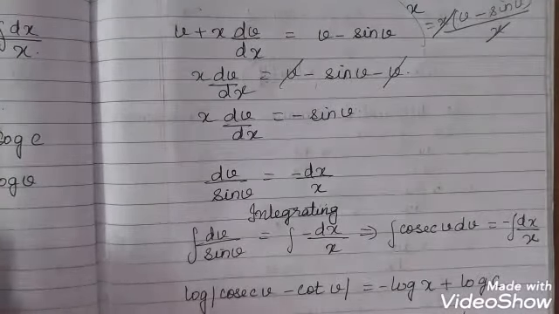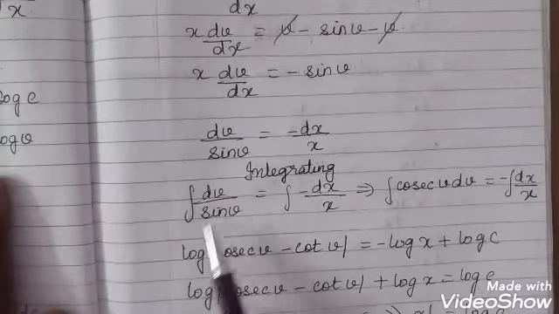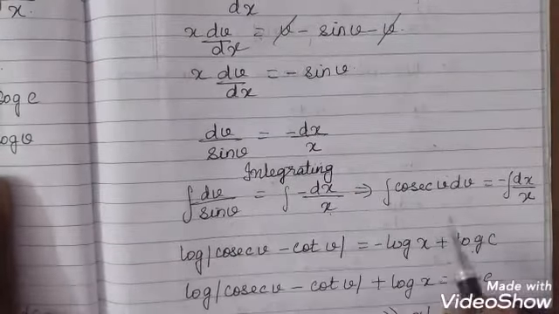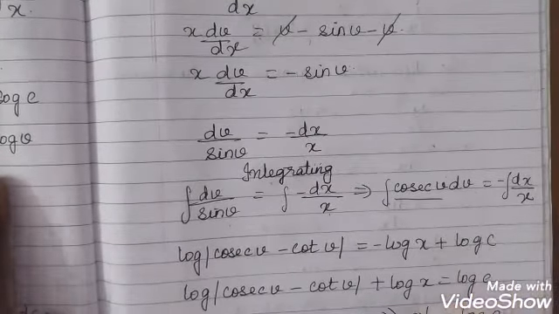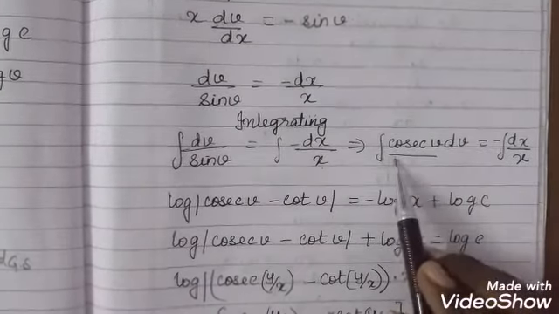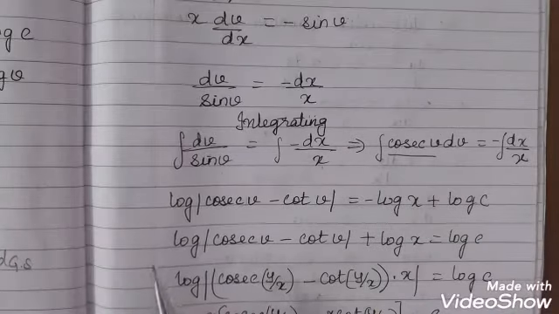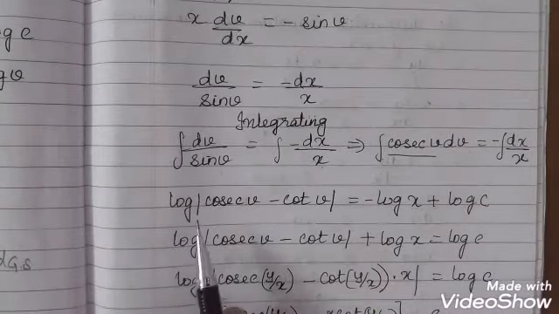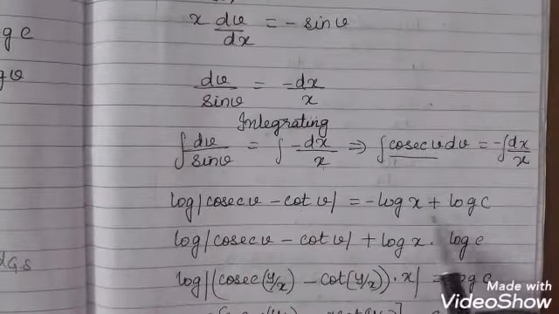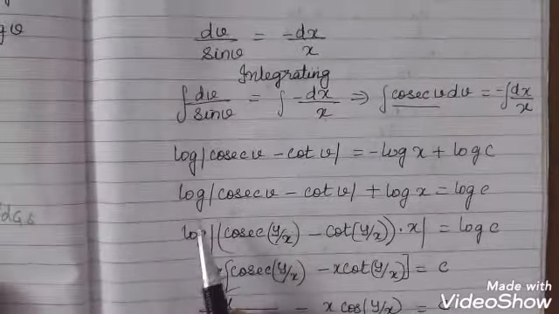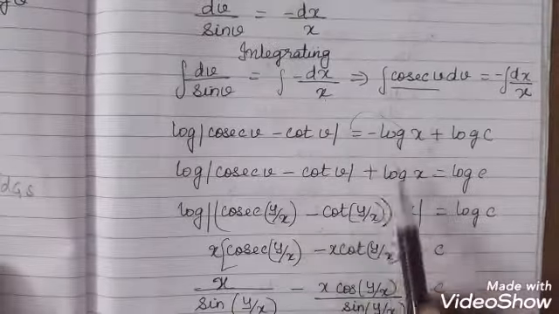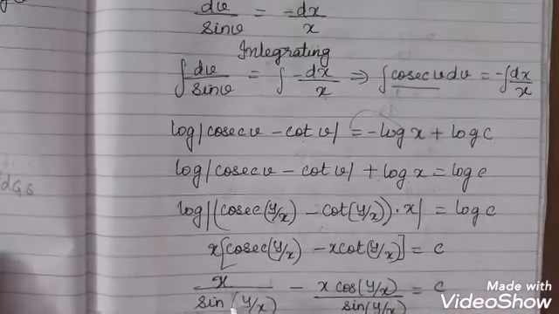Now we'll just integrate it. When I integrate it, what will I get? Integral of dv divided by sine v is equal to minus dx by x. What is 1 by sine? I can write it as integral of cosecant v dv, which is equal to integral of minus dx by x. Now what is the integral of cosecant x actually? It's nothing but log of cosecant x minus cot x. So I have written it as log mod of cosecant v minus cot v is equal to minus log x plus log of a constant. So it is log mod of cosecant v minus cot v, taking it to the other side, plus log x, which is equal to log c.